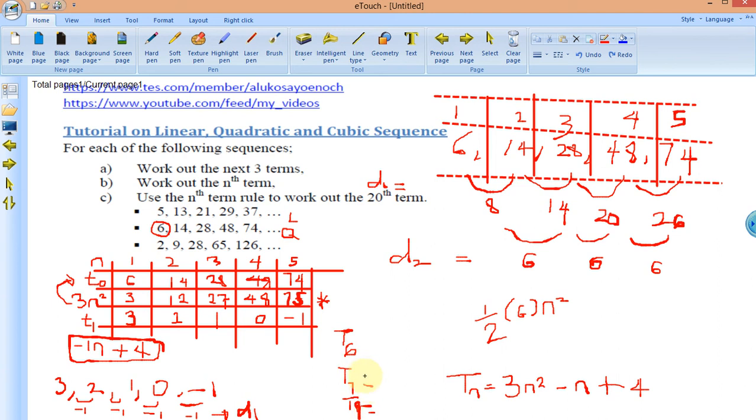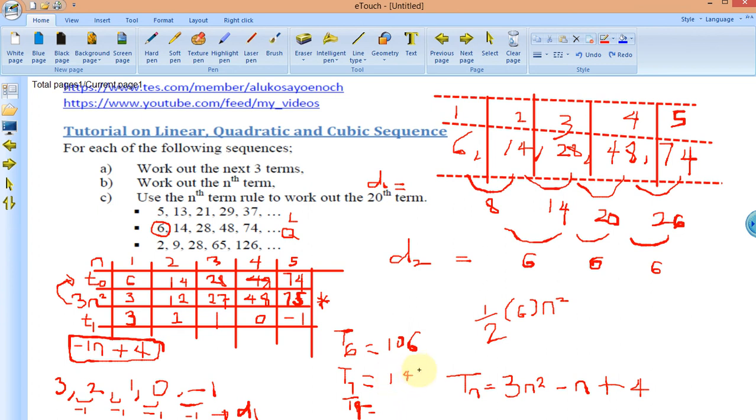Guys, I will not really waste much time doing this. I'll just plug everything into the calculator and get my answer. So I have 3, open a bracket, 6, close it, squared, minus 6 plus 4. That's when n is 6, so I have 106. You can confirm, guys. Then when it's 7, I will just edit my calculator, put 7 in the bracket. So 3 into 7 squared minus 7, then plus 4, and that is 144. So T7 is 144.